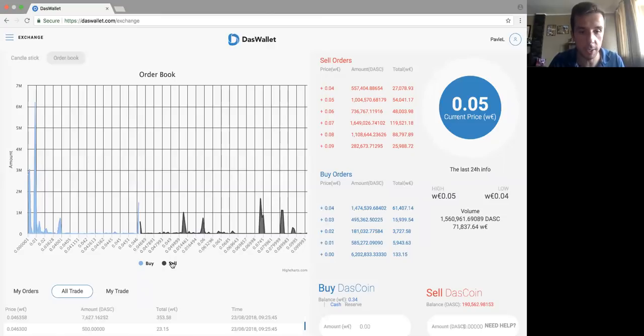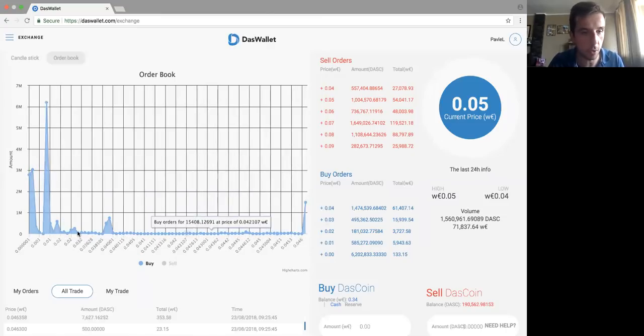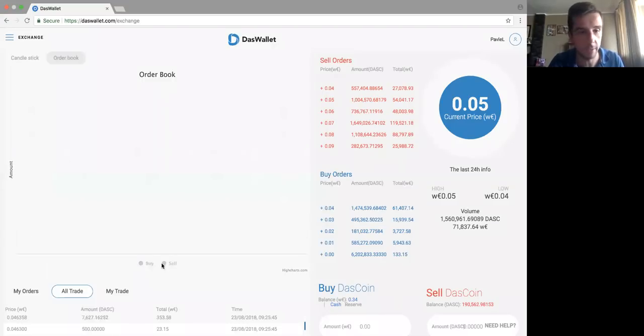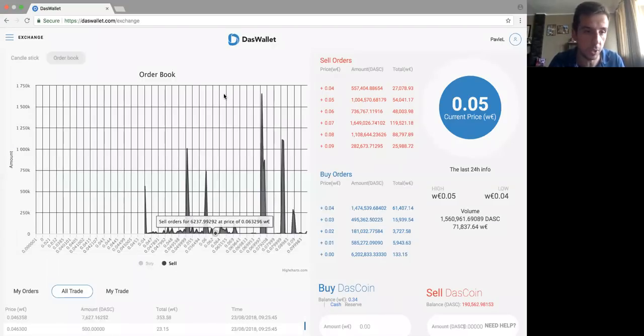You can turn selling off. You can only leave buy values to be visible. Well, you can turn everything off, obviously, or you can choose to see only sell orders, and this is the amount right here.